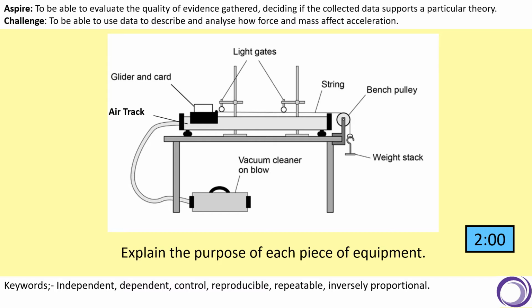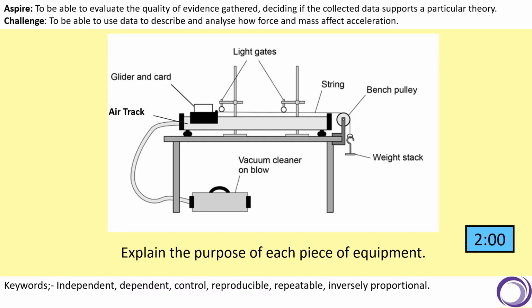I'm going to talk you through this setup, which you also might see. If your school has got an air track, it is probably the best way of doing it. So I will show you an air track as well as a trolley on a friction compensated slope. I'm going to talk you through the purpose of each one, and then at the end I'm going to give you 2 minutes to make a note on the purpose of each bit of equipment.